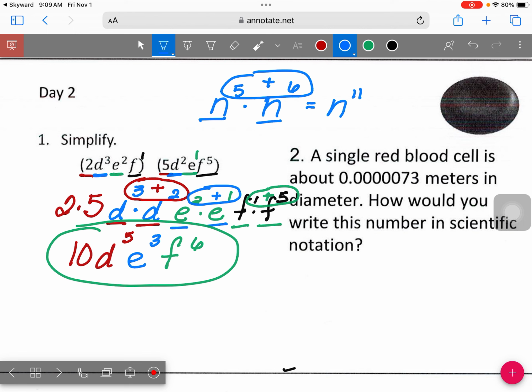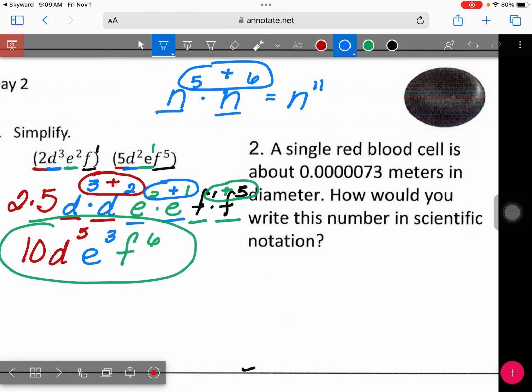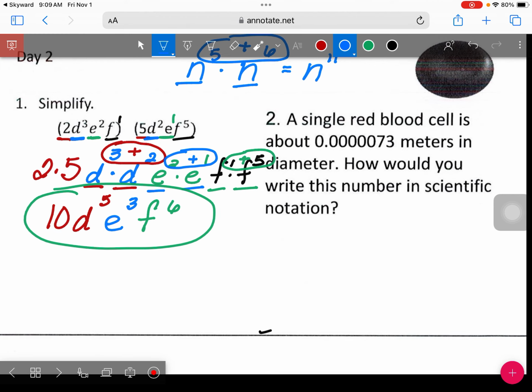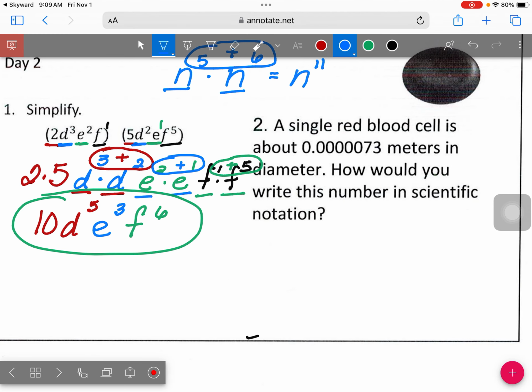All right. So a single red blood cell is about, I don't even know how I can say this, tens, hundreds, thousands, 10,000s, 100,000s, millions, 10 millions. It is 73 10 millionth meters in diameter. That is very small, a very small number. How would you write this in scientific notation?